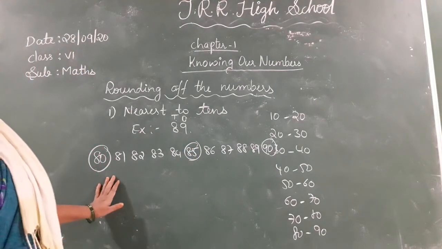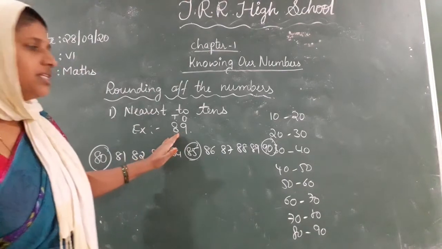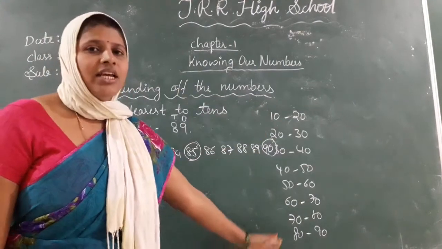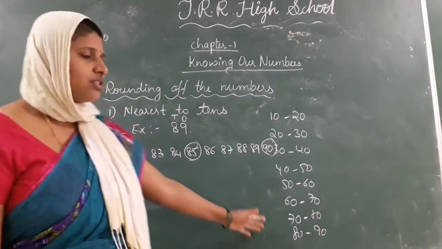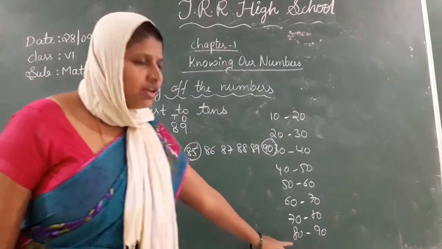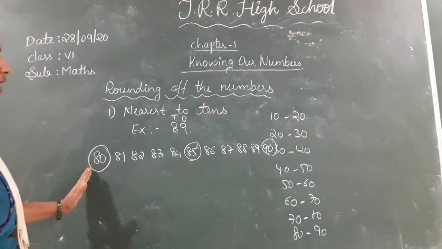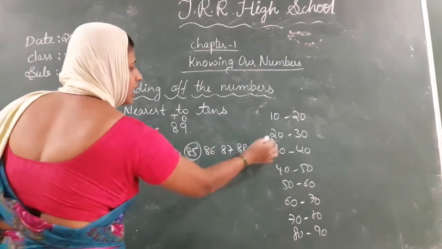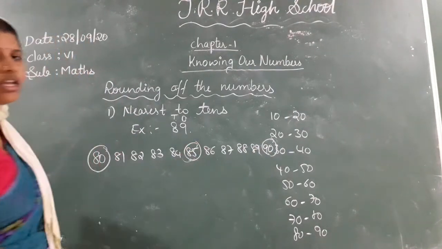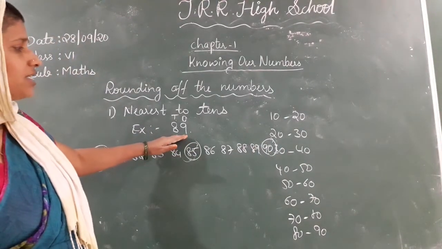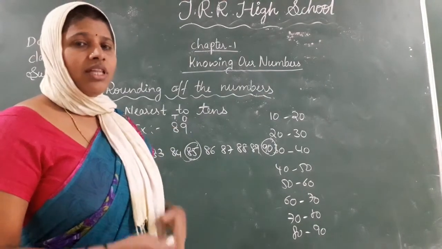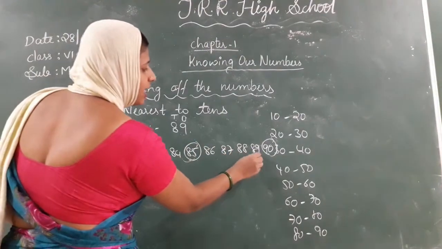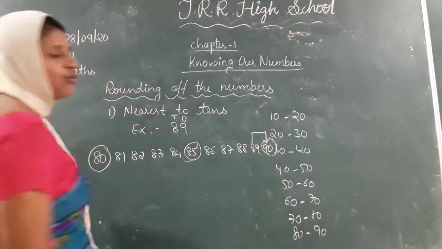What I am doing first is checking in which range the number lies. Is it from 10 to 20, 20 to 30, or some other range? As 89 lies between 80 and 90, I have written all the numbers from 80 to 90. Now circle the 80, 90 and the middle one, 85. Now tell me, 89 is nearest to what? As this 89 is after 85, it is nearest to 90.